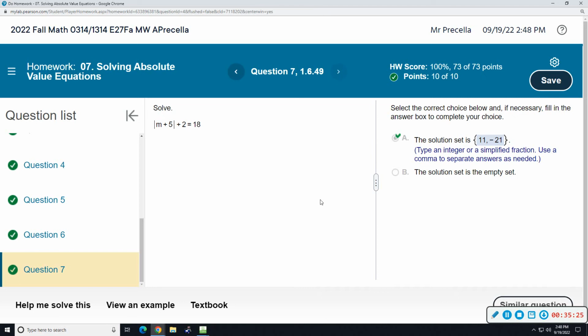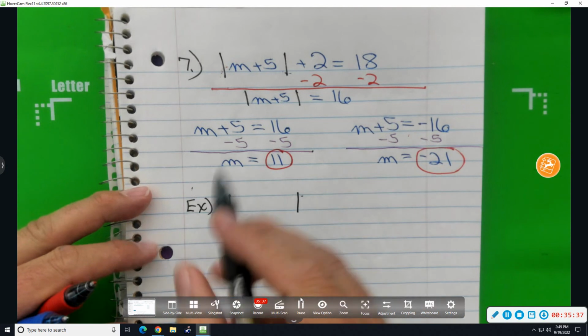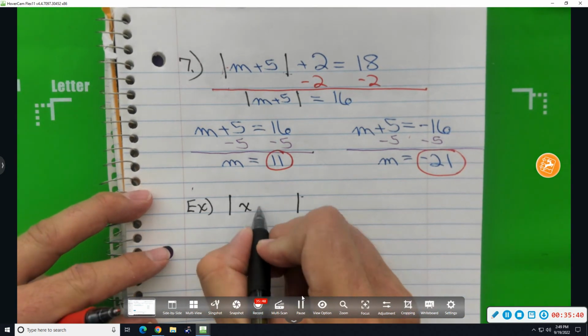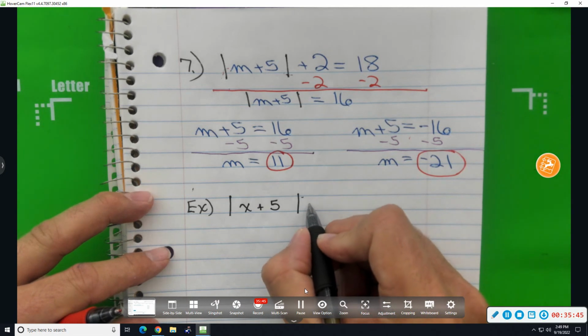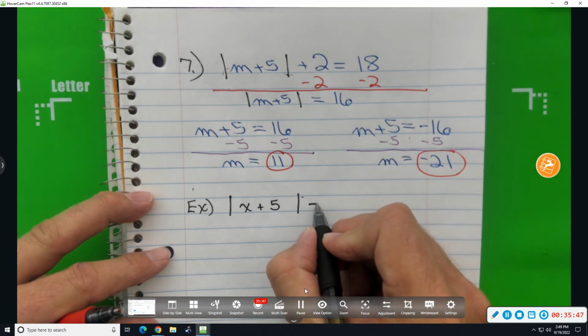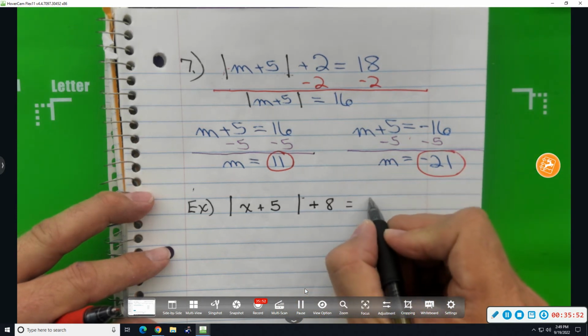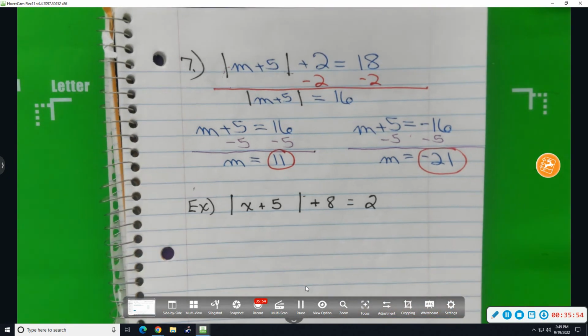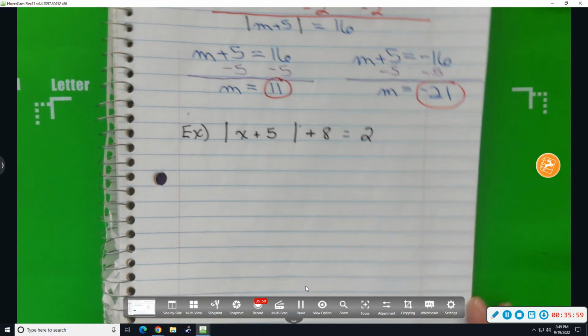Now, I want to sort of change up. Suppose this number 7, there's 2 examples I want to do. Suppose number 7 had looked like this. X plus 5, plus 8 equals 2.